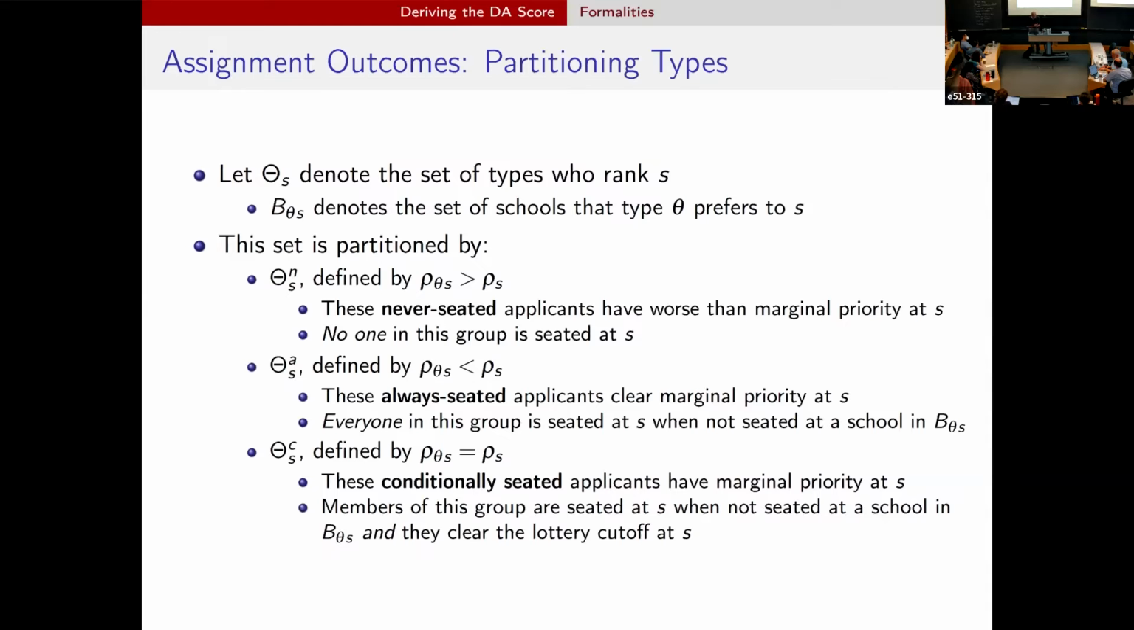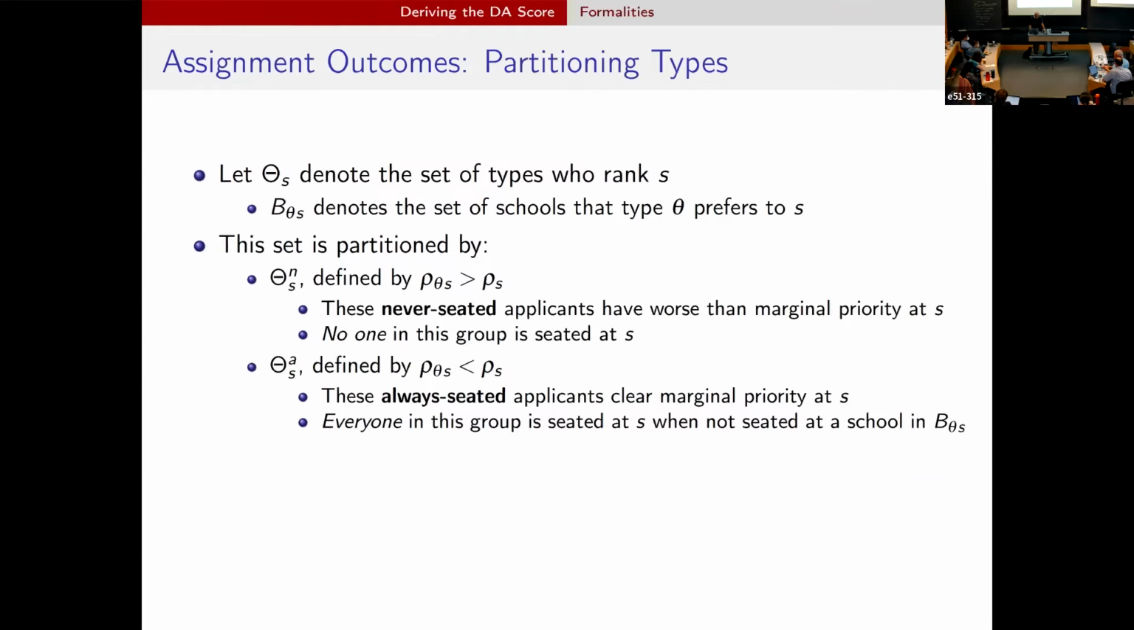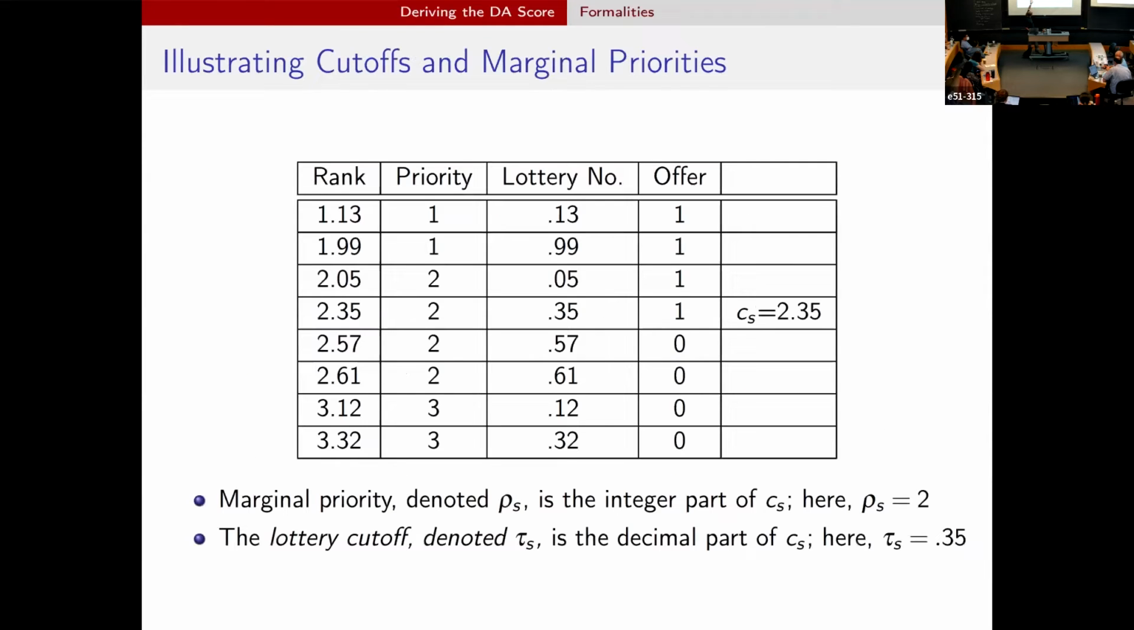Okay. This group is a group that we call the conditionally seated. Okay, so this is a paper with Josh Angrist. You might have gotten the never takers, always takers, and compliers. So that's where the NAC is really coming from, you could say, even though it's a totally different concept. Okay, so theta C are those who are in the marginal priority group. Okay, so that's this group back here, priority group 2 here.